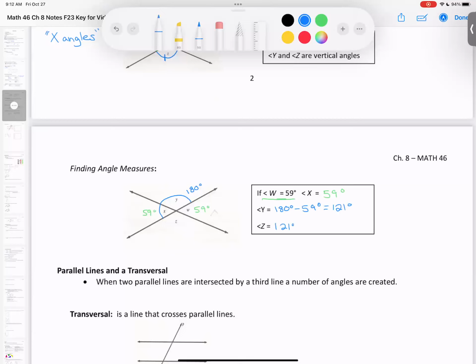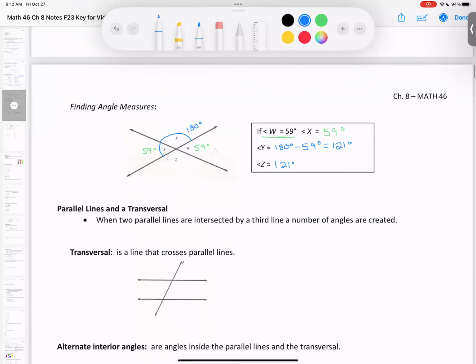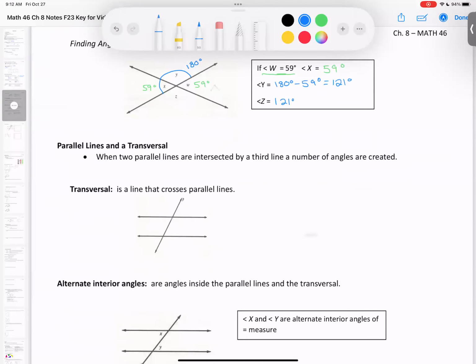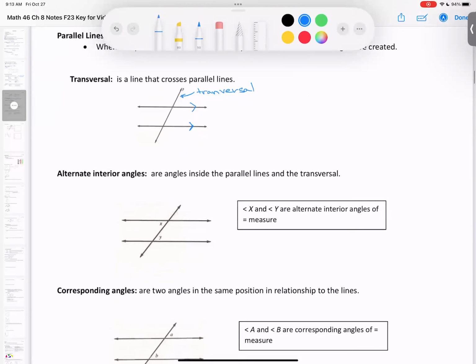Okay, another thing we'll often see in this section is a couple of parallel lines like we have down below here. They're denoted by these arrows. If you ever see these arrows, that indicates those two lines are parallel. And then often they're intersected by a third line and it creates a bunch of angles. This line that intersects the parallel lines is called a transversal. And we have some properties that happen with transversal lines as well.